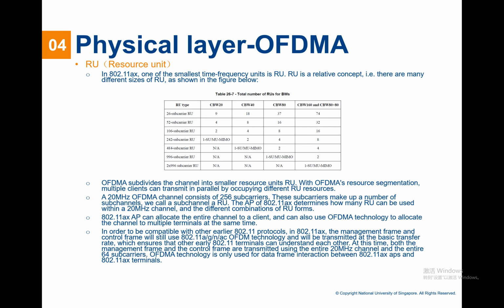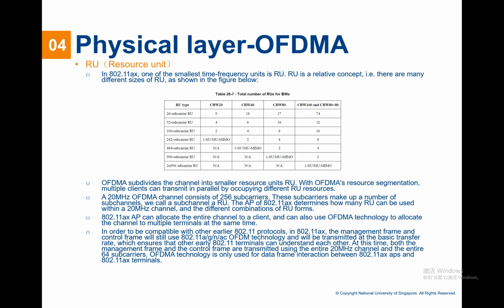For RU, in 802.11ax, one of the smallest time frequency units is RU. RU is a relative concept. For example, there are many different sizes of RU, as shown in the picture below. OFDMA subdivides the channel into smaller resource units, RU. With OFDMA's resource segmentation, multiple clients can transmit in parallel by occupying different RU resources.